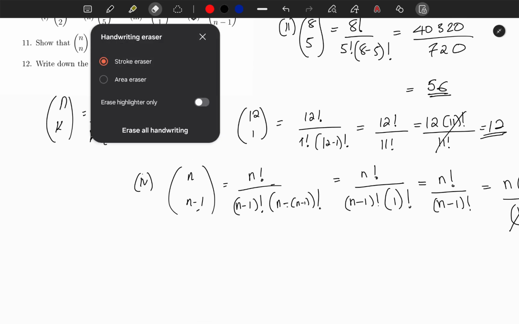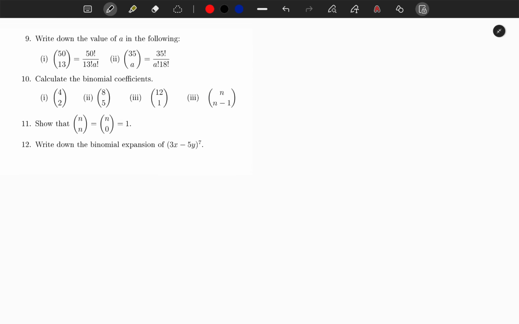Question 11 is telling us to show that n choose n is equal to 1.